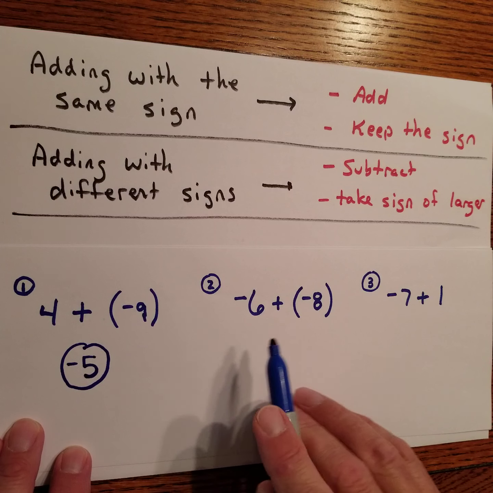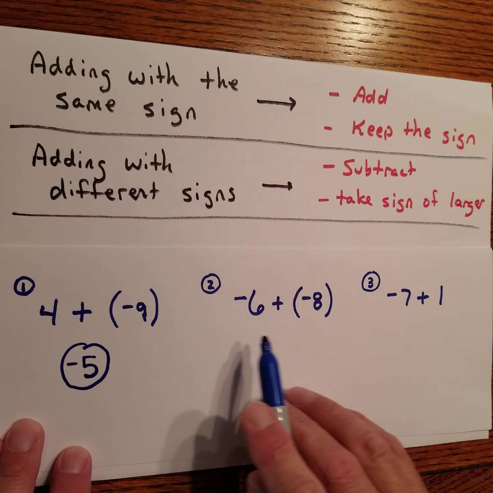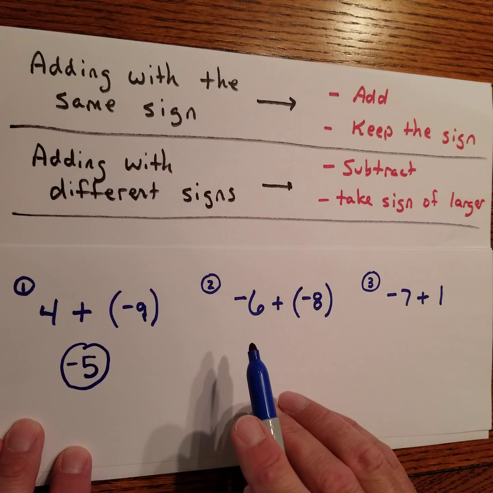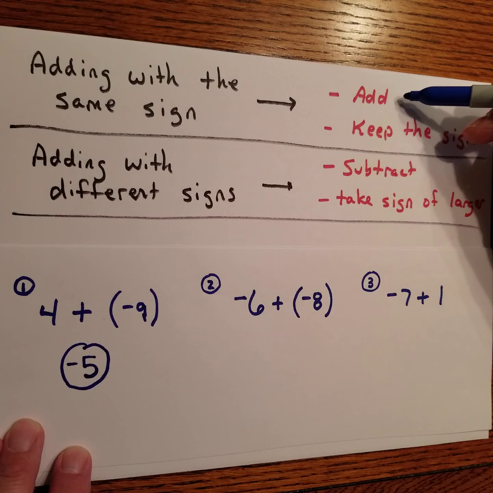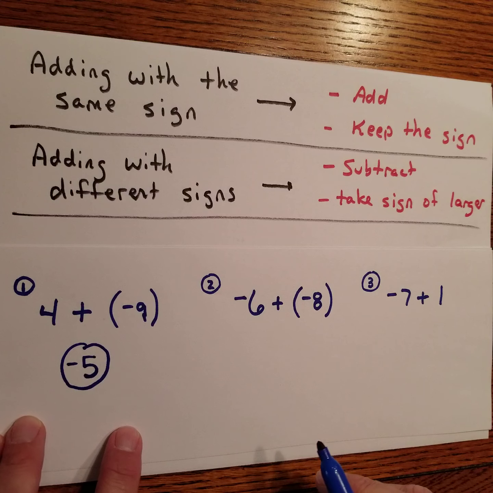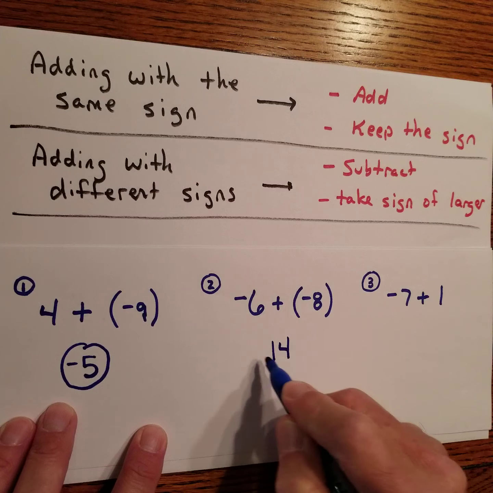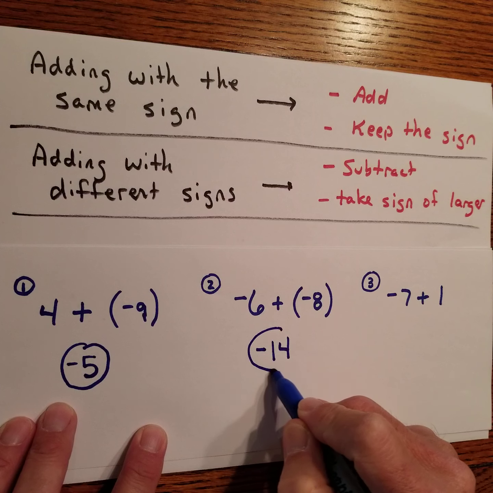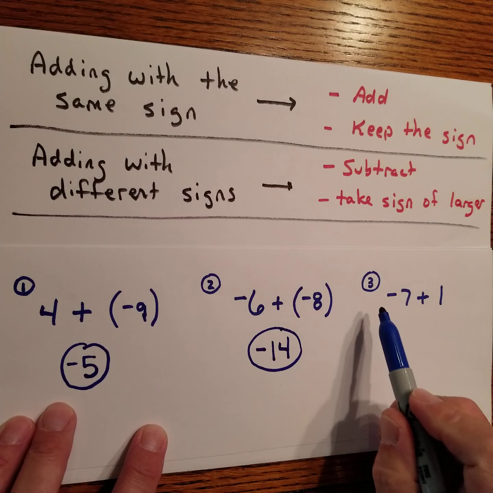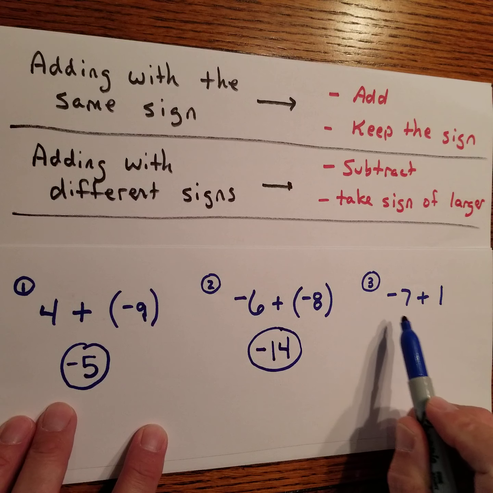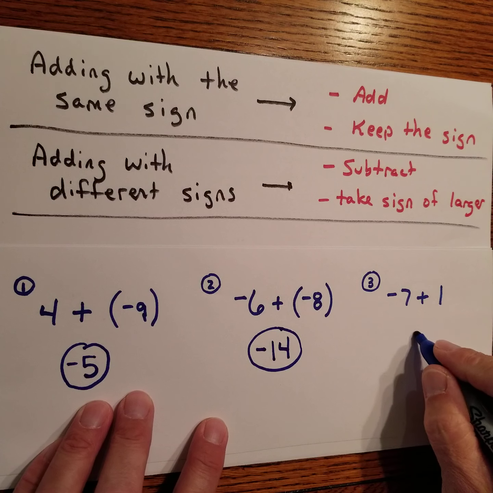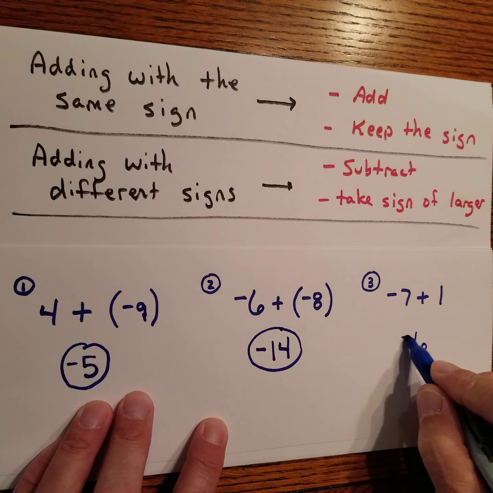In number 2, we're adding, but they have the same sign. When they have the same sign, you add the numbers, keep the sign. In number 3, they have different signs. So we'll subtract and keep the sign of the larger number.